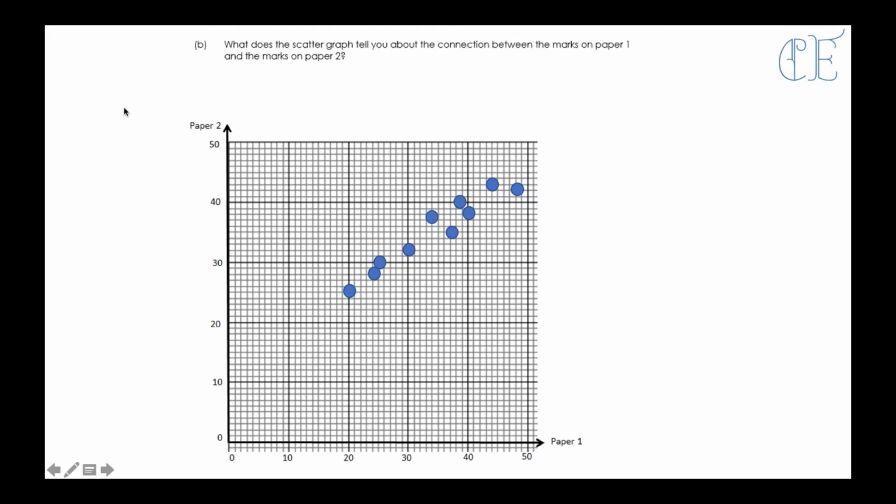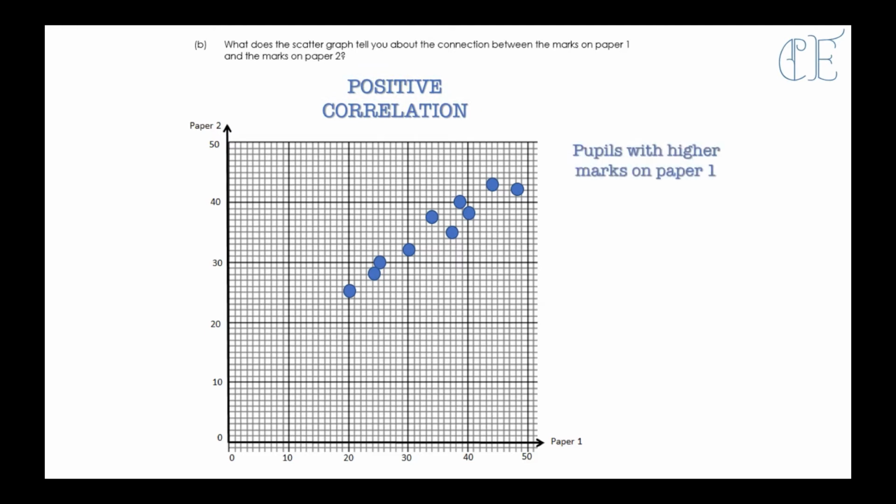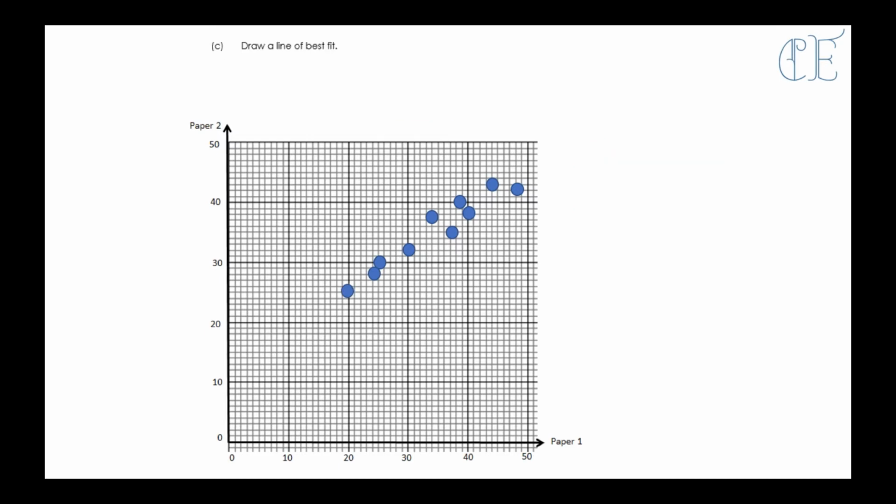Question B says, what does the scattergraph tell you about the connection between the marks on paper 1 and the marks on paper 2? Well, you might have noticed that there's a positive correlation. The pupils with higher marks on paper 1 tend to get higher marks on paper 2.